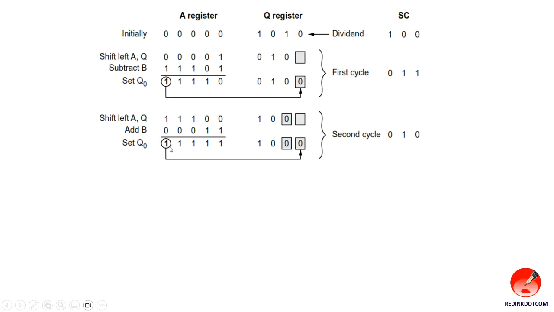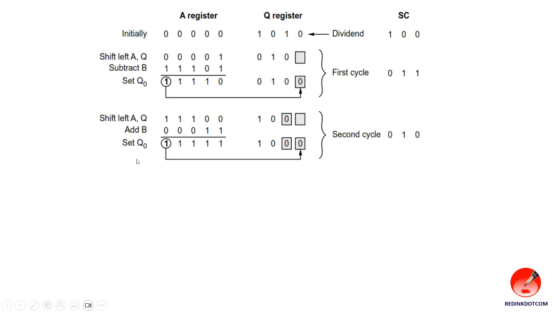Now I again check the sign bit of the A register. This is 1, so I put 0 in the Q0 position. So the second cycle is over. I decrement the sequence counter value, so now it becomes 2. Then I go to the next cycle.